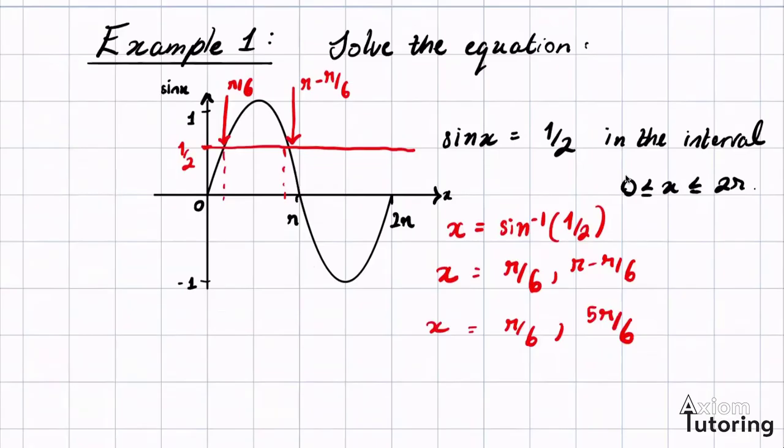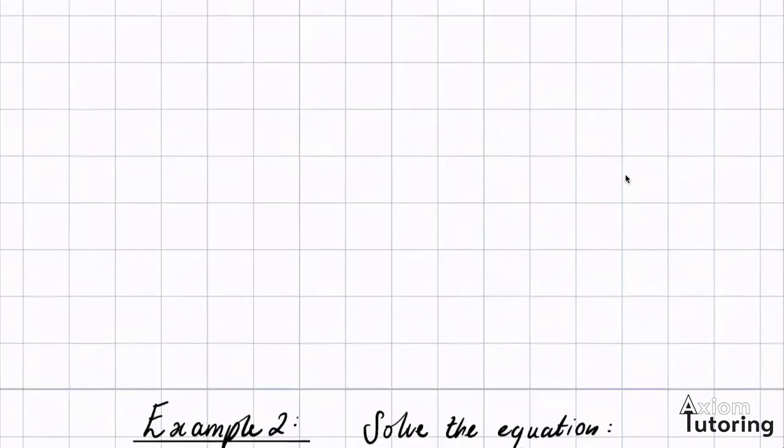Just make a note here that there are infinitely many solutions of the equation sine x equals a half, but we are only interested in the solutions within the given interval. So in the next video, we'll look at some examples where the solutions aren't restricted to a particular interval. But for now, we're just looking at the solutions between 0 and 2 pi. So let's try our second example.